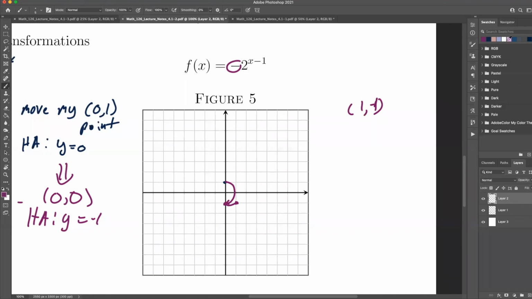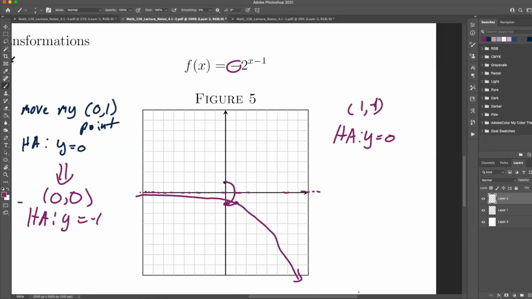That's fine. And then my new asymptotic line will be, since I flipped everything upside down, it's still y equals 0 because I haven't moved my y at all. So my horizontal asymptote here is still y equal to 0 because I haven't moved my y. And so it just goes like this. And so basically I flipped it upside down and just moved it to the right by 1. Okay.